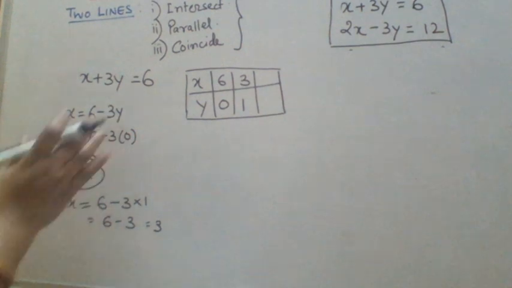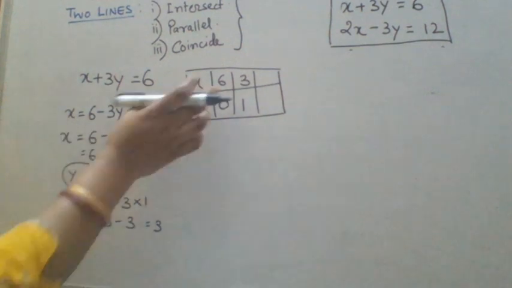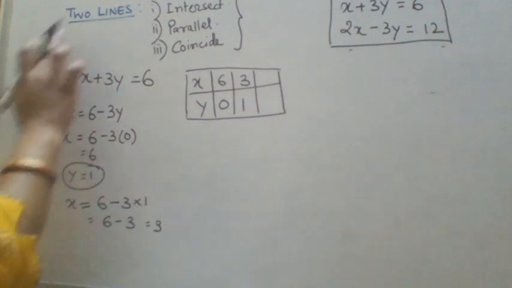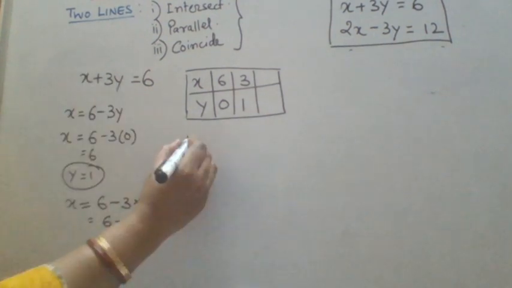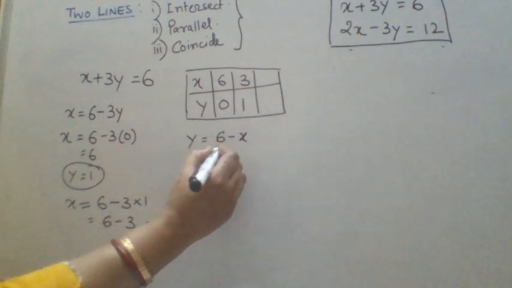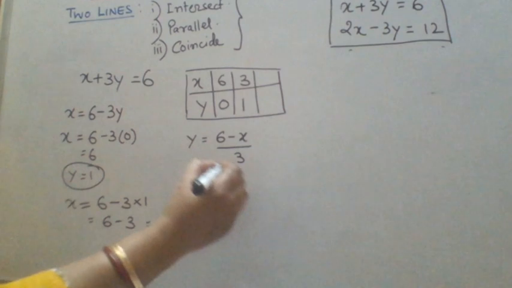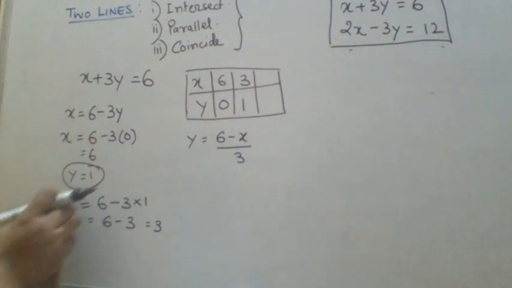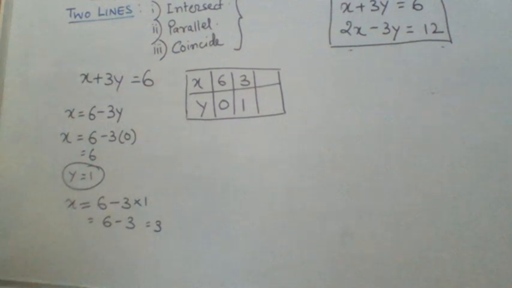This will be easier for you to get the coordinate points, because if you take 3y over here and shift x to the other side, then you will have y is equal to (6 minus x) upon 3. This calculation may be difficult and you may make mistakes, though it is correct. From our side we advise you to keep x and find out the values in this manner.